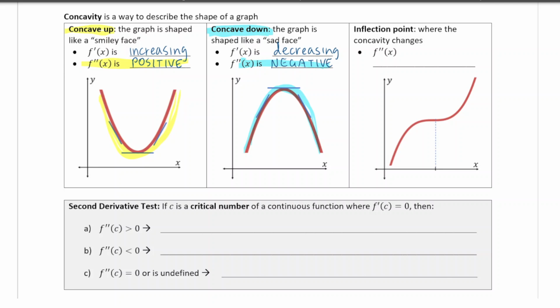So all of those kind of go together. I think it's kind of easy to memorize, all right? So concave up looks like a smiley face. Your second derivative is positive. Concave down, your second derivative is negative. Okay, it looks like a sad face.